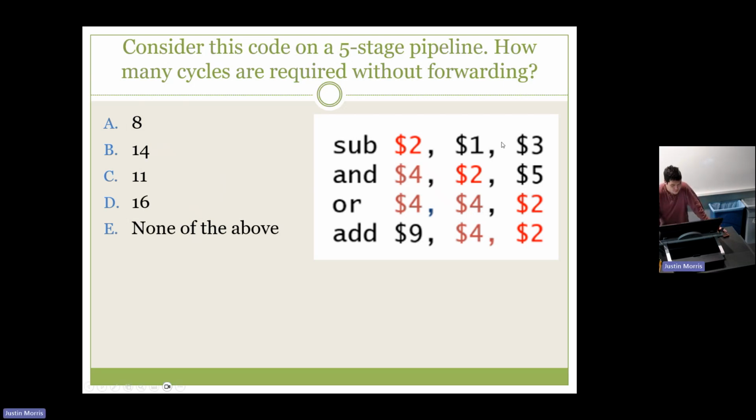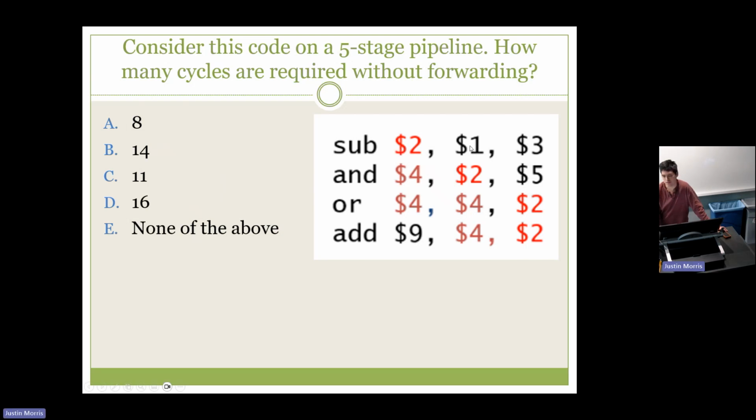Does someone want to tell me how they answered this? So for sub, you change the value of register 2. For and, you need to access register 2, so you need to add an additional 2 to the count. What's your original count? 5, then plus 2, then plus 1 because it's the next one. So what's your original count? 5.